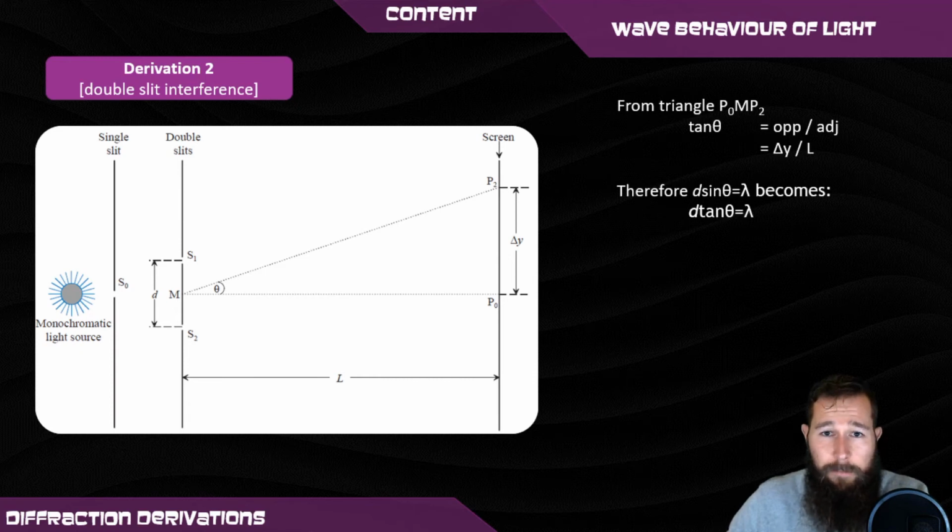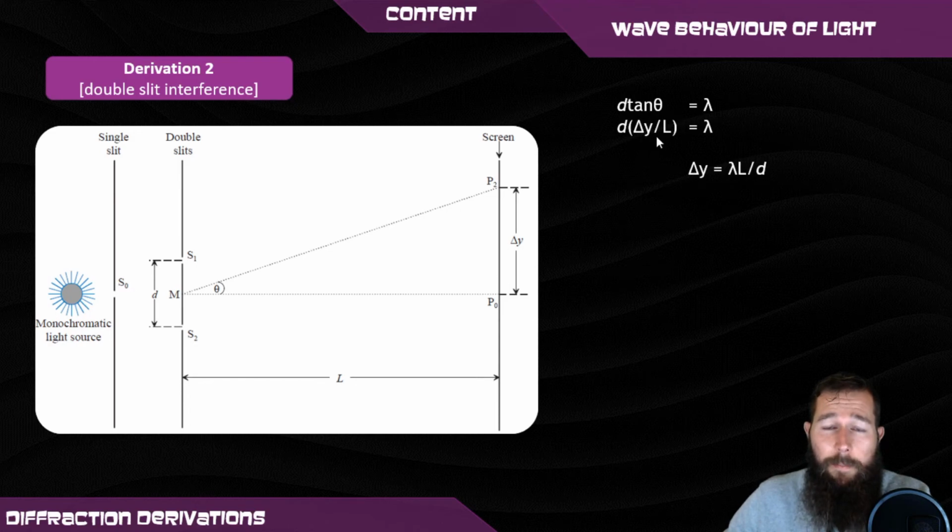Now the reason why we assume tan theta is because when we're looking at this triangle, P0, M, P2, this big triangle here, we want to know the opposite and adjacent. So the opposite of this angle is that delta Y, the adjacent is the distance from the slits to the screen. Therefore, our previous equation of d sine theta equals the wavelength becomes d tan theta equals the wavelength. Now substituting in the opposite and adjacent into this equation and rearranging, we can find the relationship between the distance between the maxima, the wavelength, the distance to the screen, and the separation between the slits.